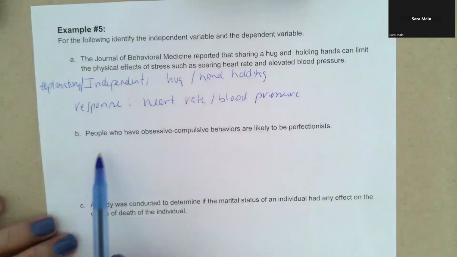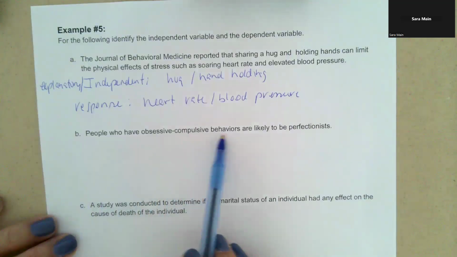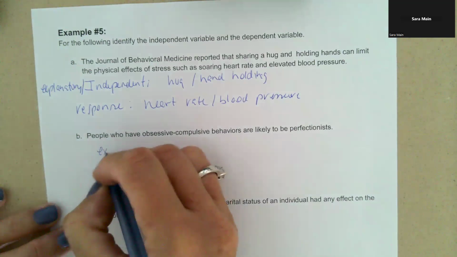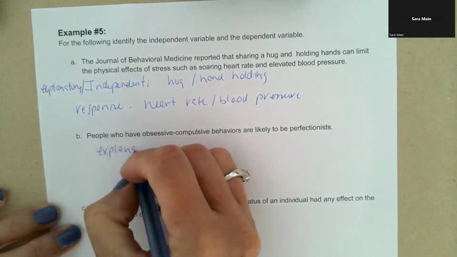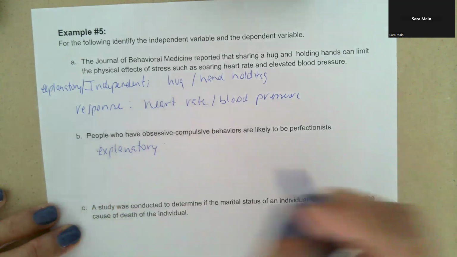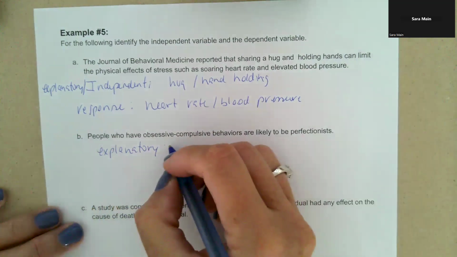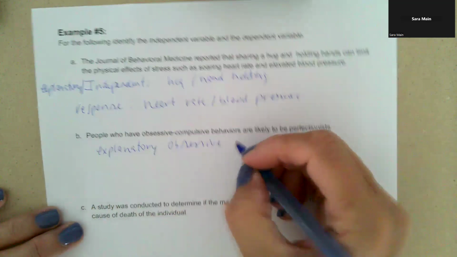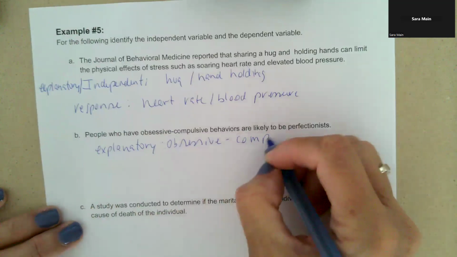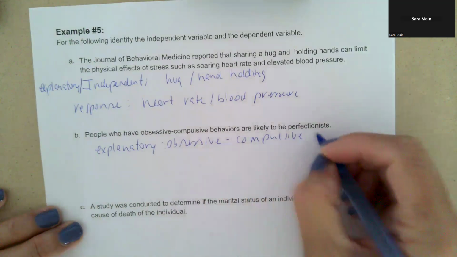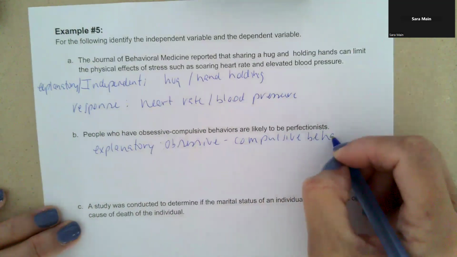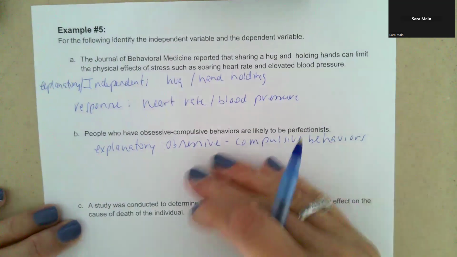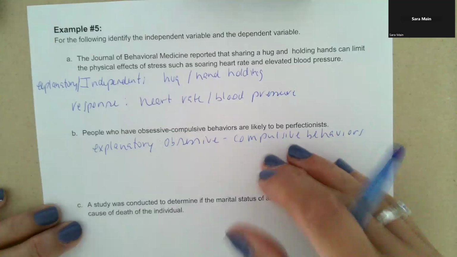Letter B. People who have obsessive compulsive behaviors are likely to be perfectionists. So the explanatory independent variable here would be obsessive compulsive behaviors. And you would want to decide first, what are you going to agree is an obsessive compulsive behavior?